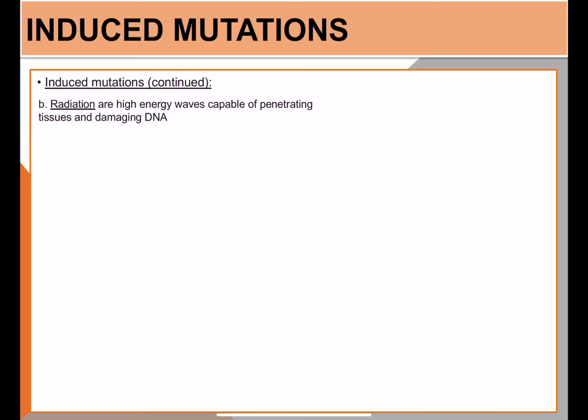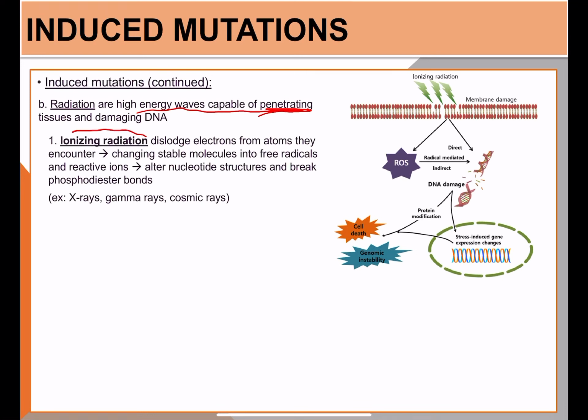So the last way we can introduce mutation, at least the last way we'll talk about, is radiation, which is high energy waves capable of penetrating tissues and damaging DNA. Okay, there are two types of radiation that can cause DNA damage. One is a more severe form called ionizing radiation.